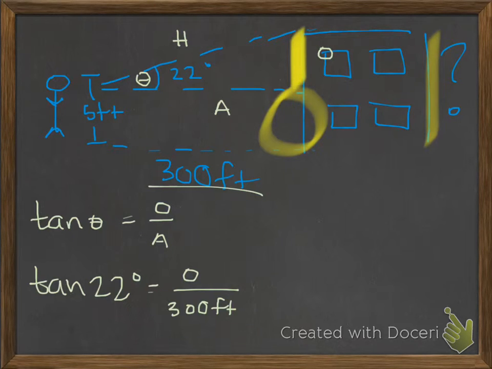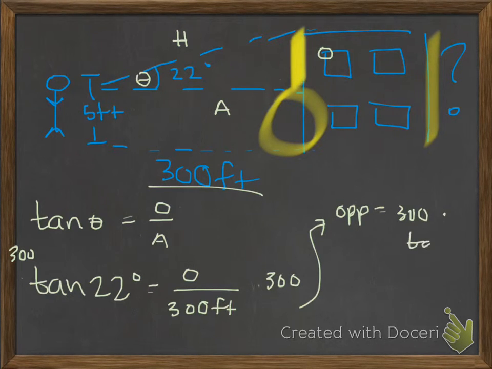So to get the opposite by itself, I'm going to multiply both sides by 300. So my opposite side is going to be 300 times tangent of 22. Now, if you're using a cell phone calculator, make sure you're in degrees. On the iPhones, you have to click 22 first, then hit tangent. On Androids, you can just type tangent of 22 times that answer by 300.